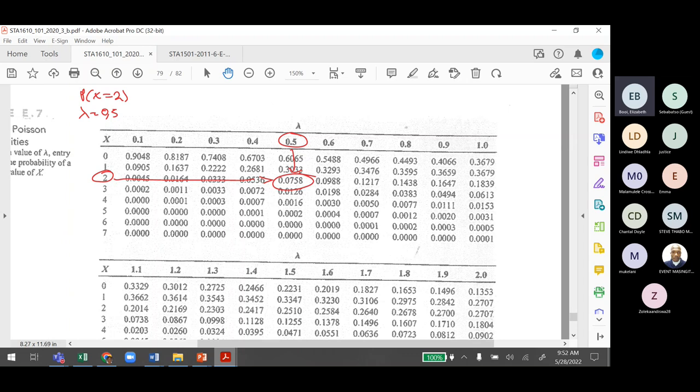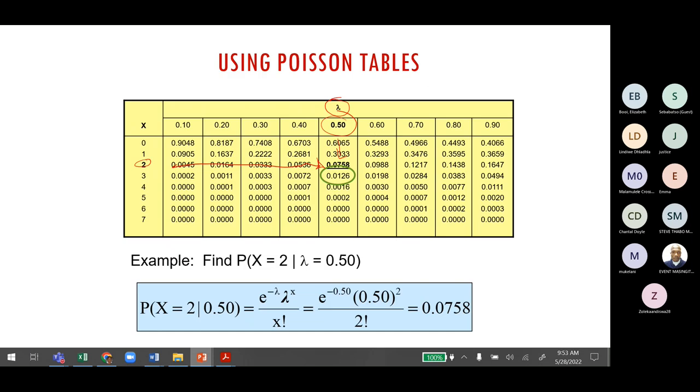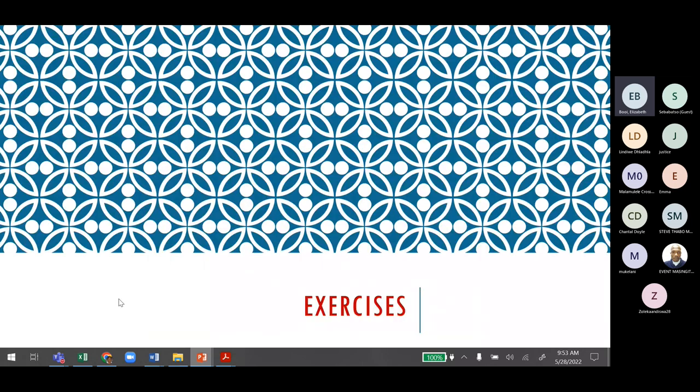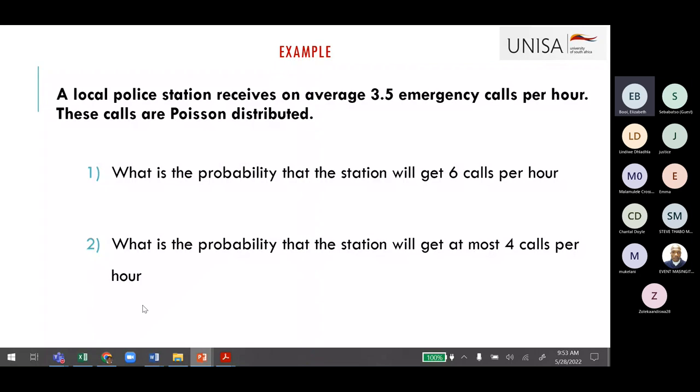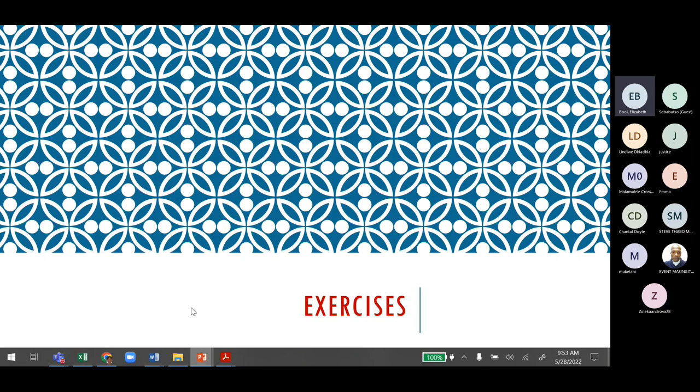The only challenge is when you need to use the formula, when you need to find the probability of a greater than. I'm not going to go through that because you already know how to do that by now. So with that, it concludes our session. We're going to go into doing some activities or some questions and exercises.